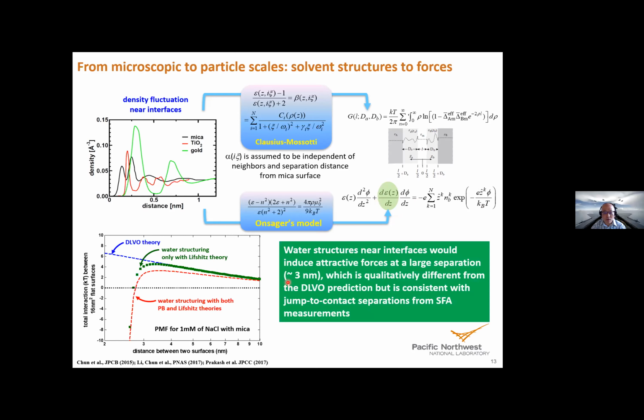Using that, we can calculate it. You see that the conventional DLVO theory is still very repulsive here, but using this structure, we do see repulsion and attraction around 3 nanometers. This is qualitatively consistent with the mica case from the surface force measurement, the jump-to-contact distance, whereas conventional DLVO theory cannot really explain this. So we see the importance of considering the interfacial structure in the particle forces.